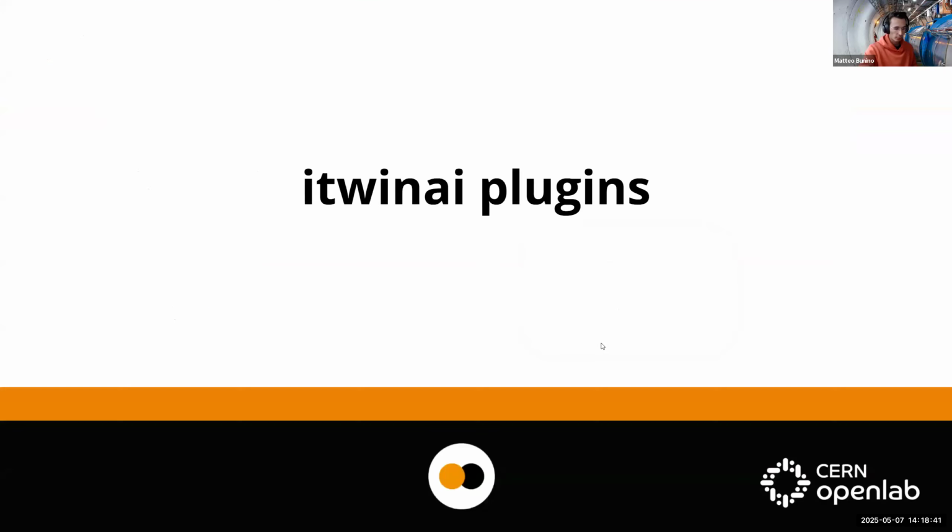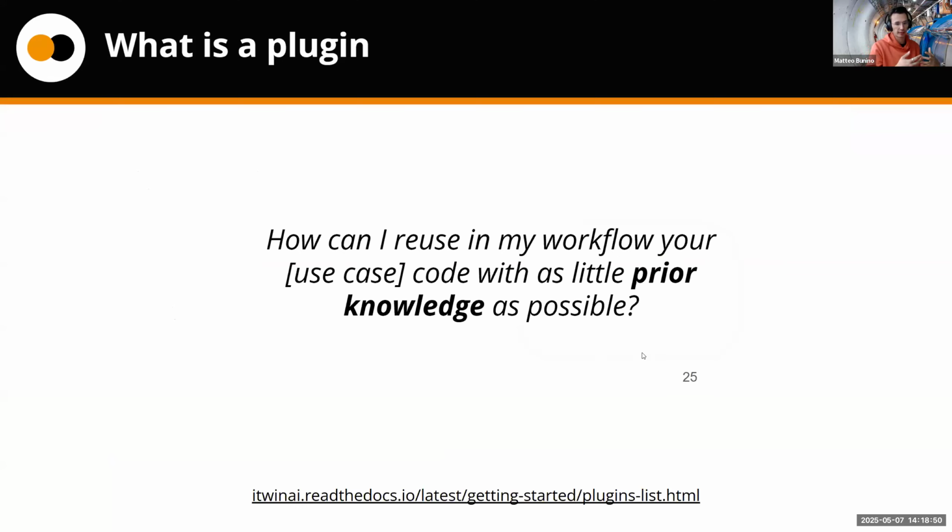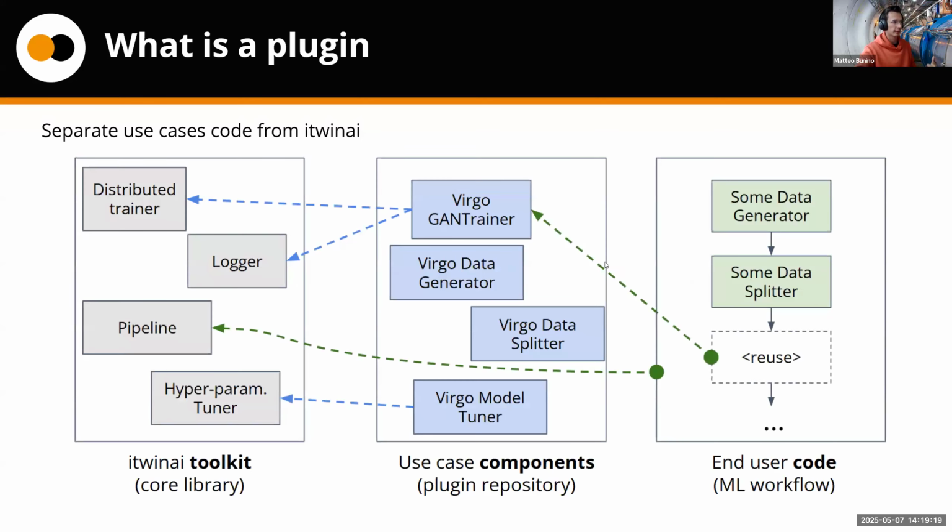Now, during our work, we've been collaborating a lot with the use cases, and so at some point we came up with this question. So how can other scientists and researchers benefit from the integration work that has been done so far, and how can they actually reuse the code that has been developed during the integration of these use cases with as little prior knowledge as possible, in terms of benchmarking, for instance, or comparing the model that they're developing with some other use case from iTwin AI? Well, that's how we came up with the idea of plugins.